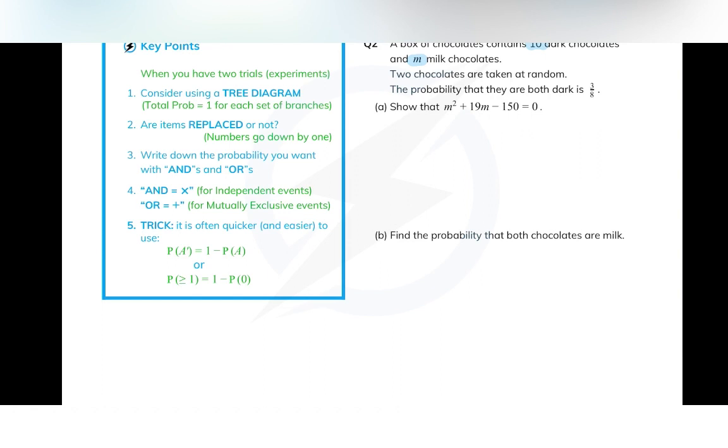So, what are the rules? Well, 2 chocolates are taken at random, so we need to decide on replacement. They're taken at the same time, so we treat it as if we have one followed by the other, and not replaced. So we need to remember that the numbers, particularly the number on the bottom, goes down by 1. And then we're told that the probability that they are both dark is 3/8. So that's the probability of dark and dark.